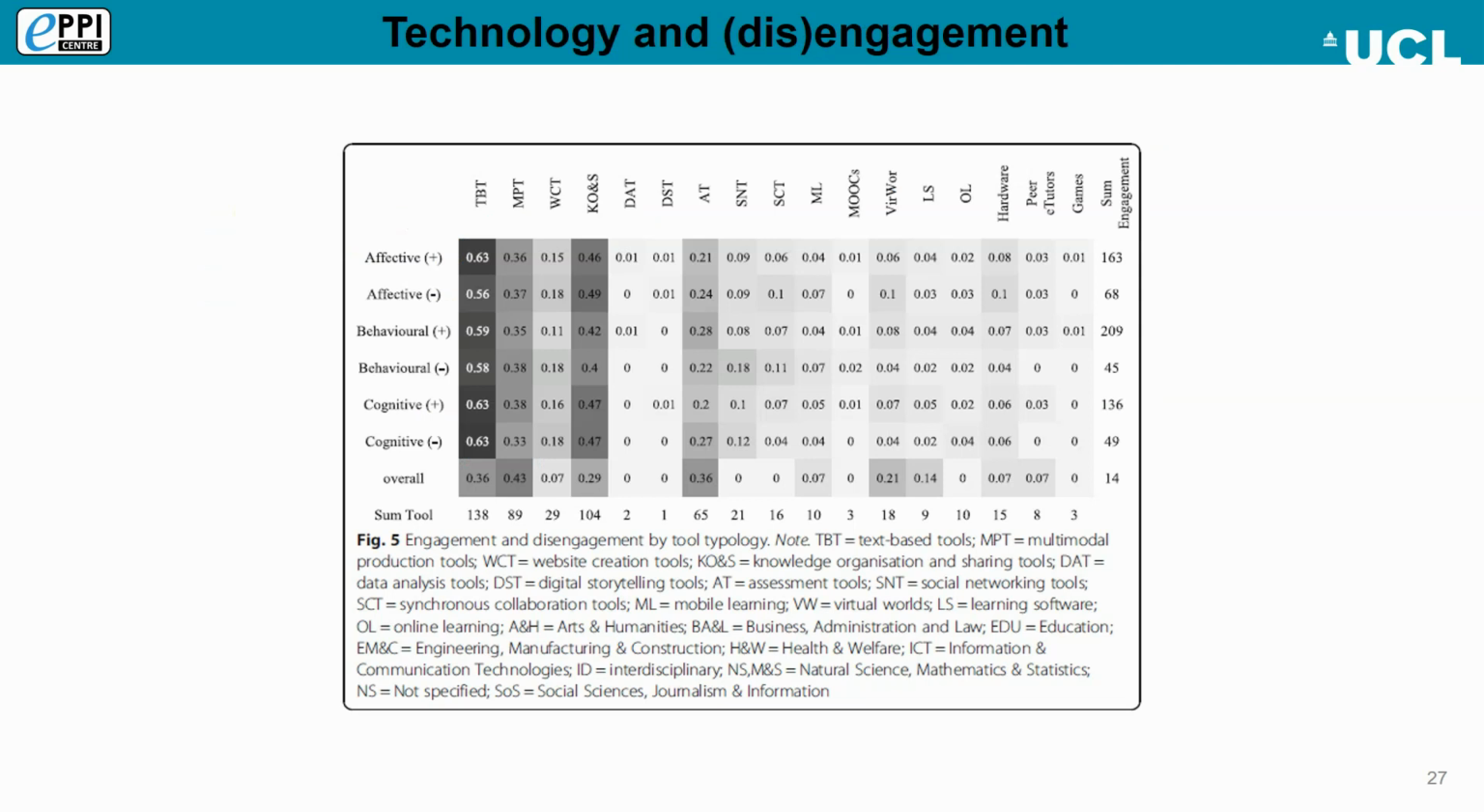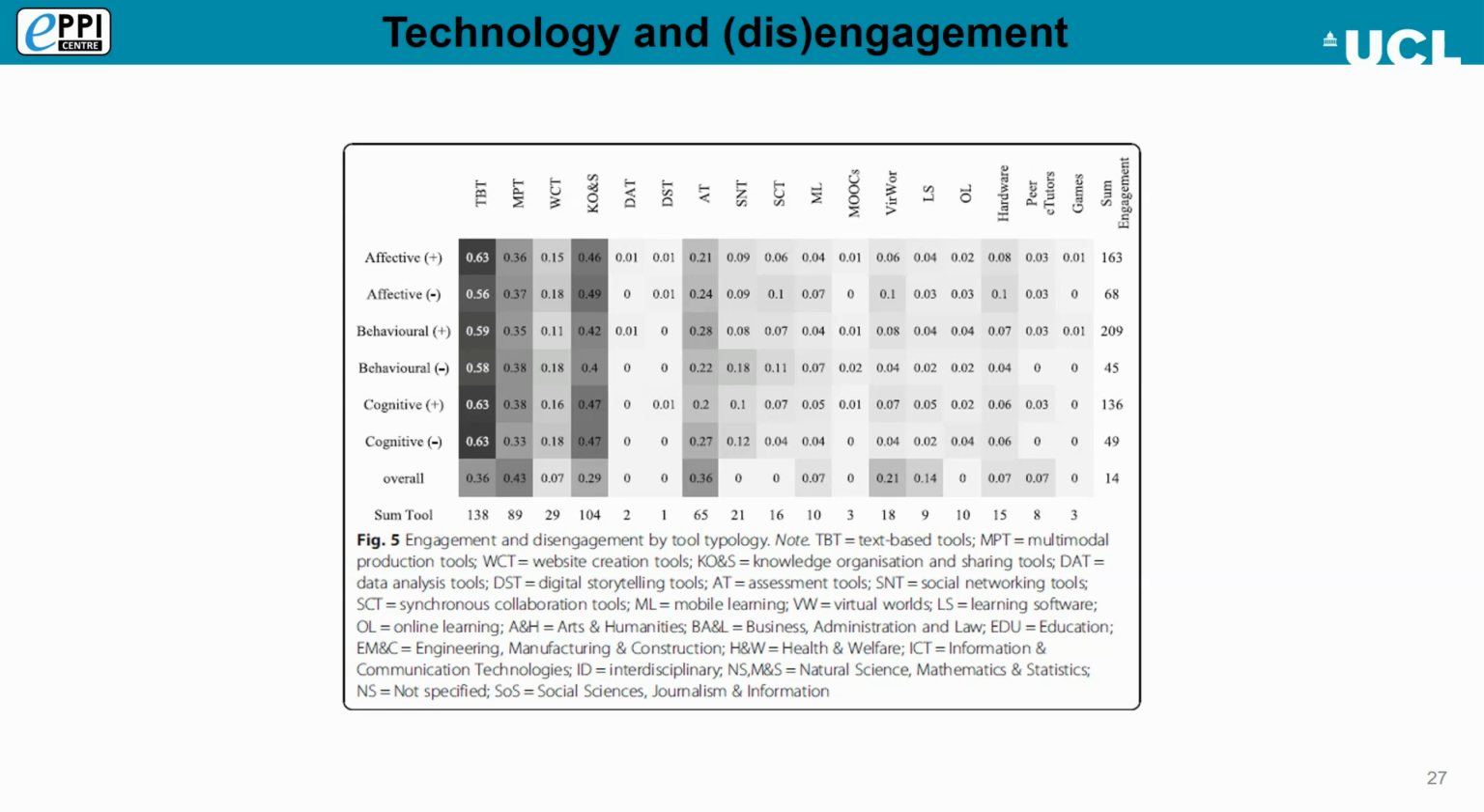Across the 243 studies, over 50 individual technology tools were employed. Following a slightly modified version of Bauer's educational tools typology, 17 broad categories of tools were identified. We found that studies using text-based tools, knowledge organisation and sharing tools, and multimodal production tools had the highest proportion of effective, behavioural and cognitive engagement.